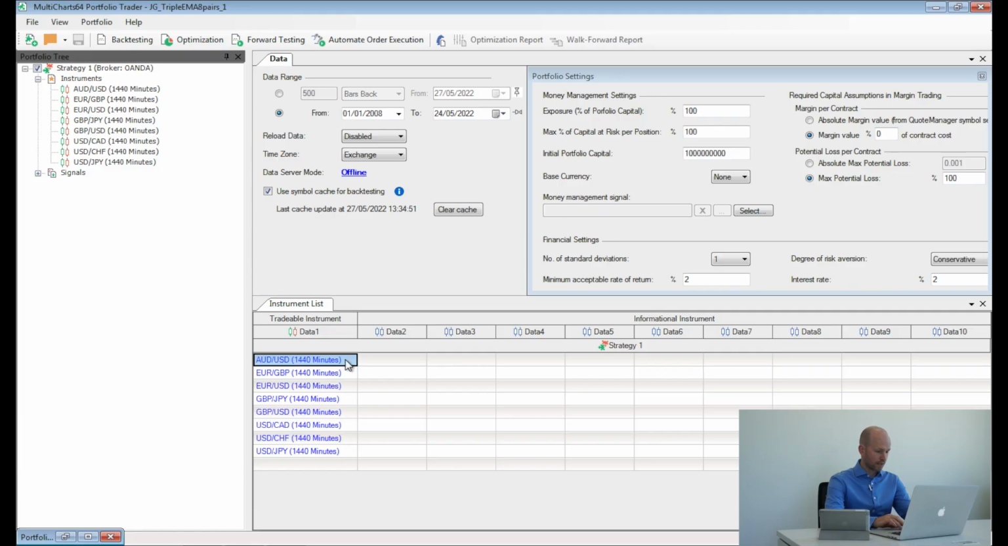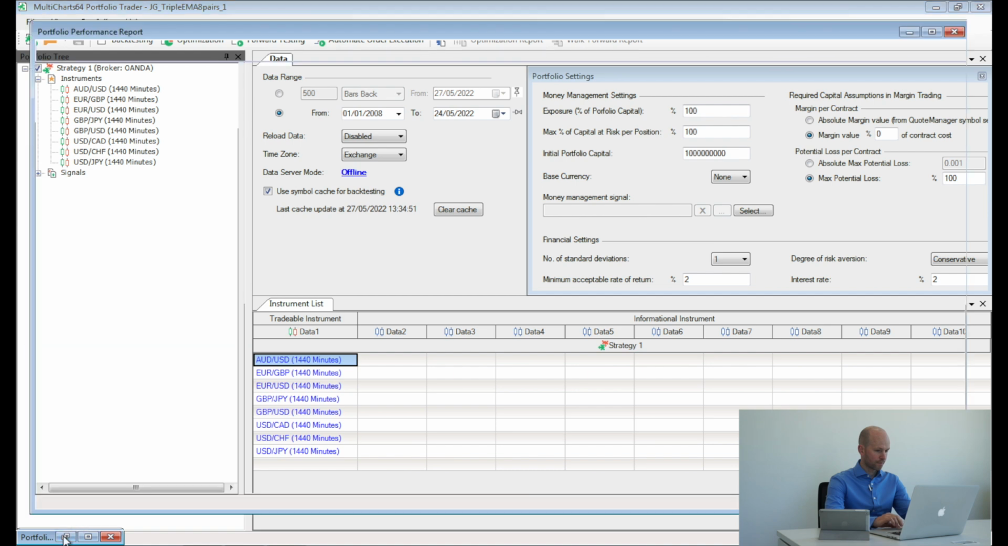So our final test we're going to do as the bonus, we're going to look at the same triple moving average strategy with the 2-to-1 reward to risk ratio, and we're going to test it across daily charts of 8 different Forex pairs. And again, I'm using multi-charts portfolio trader to do this. So you can see here the markets that we're looking at, all on a daily or a 1440-minute time frame.